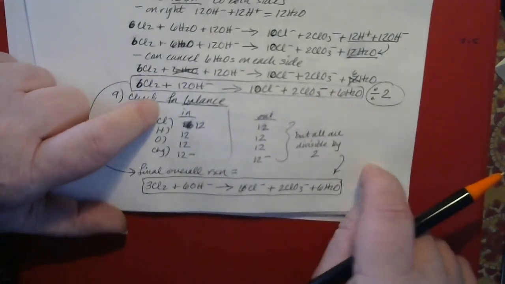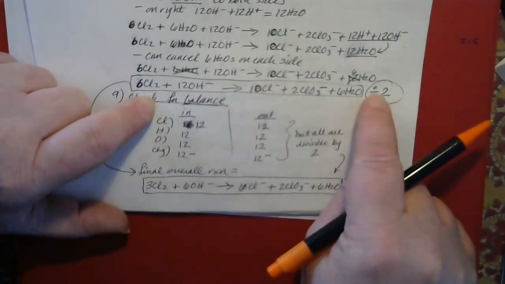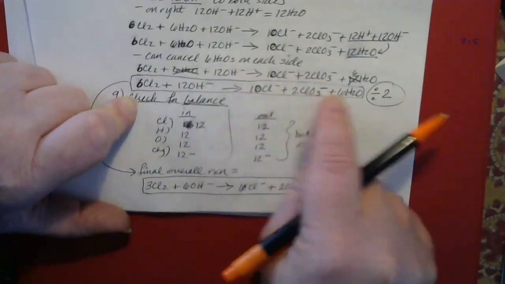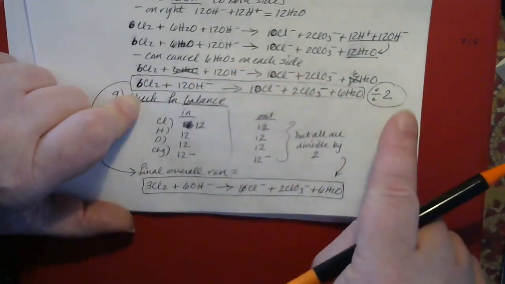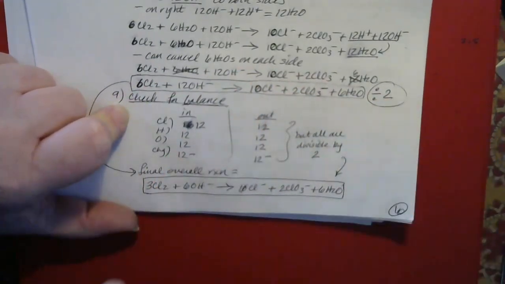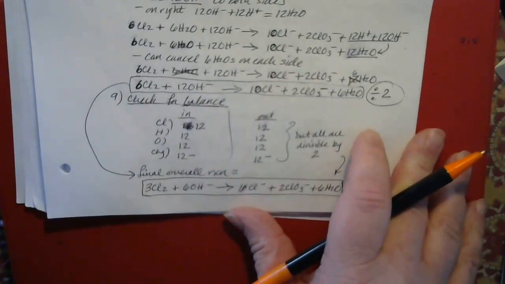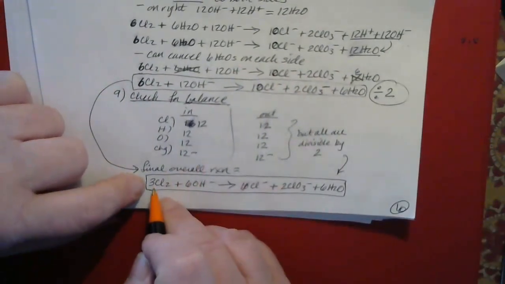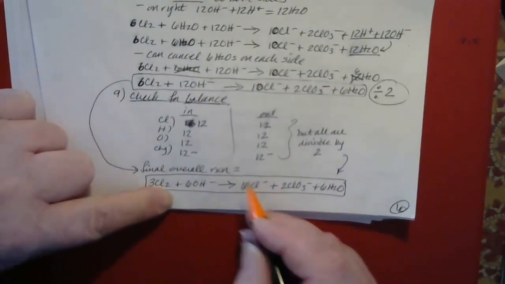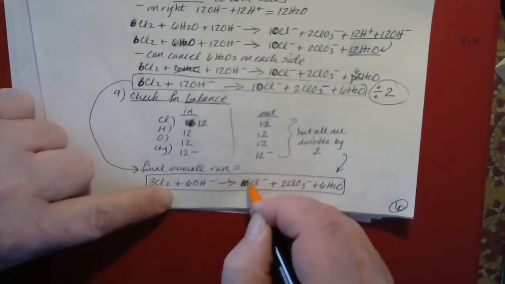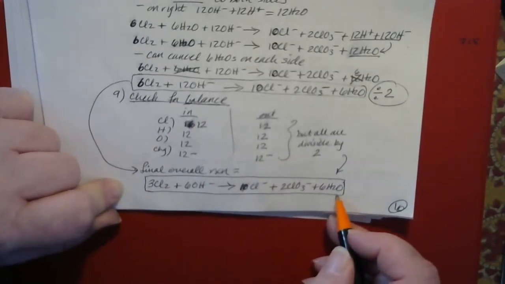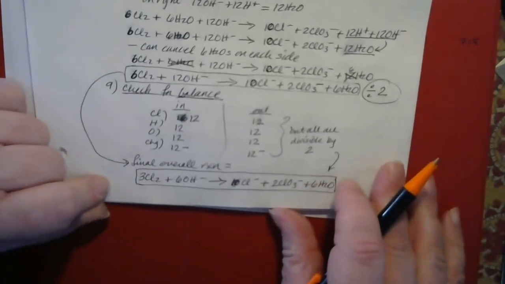One last thing you should do is make sure that you have the lowest whole number ratios for everything. And you can do that by looking at the coefficients. 6, 12, 10, 2, and 6 can all be divided by 2. That's the largest factor that they can be divided by. So you do that, and you end up with 3 Cl2 plus 6 OH minuses yield 10 Cl minuses plus 2 ClO3 plus 6 H2O. And that will be all balanced.